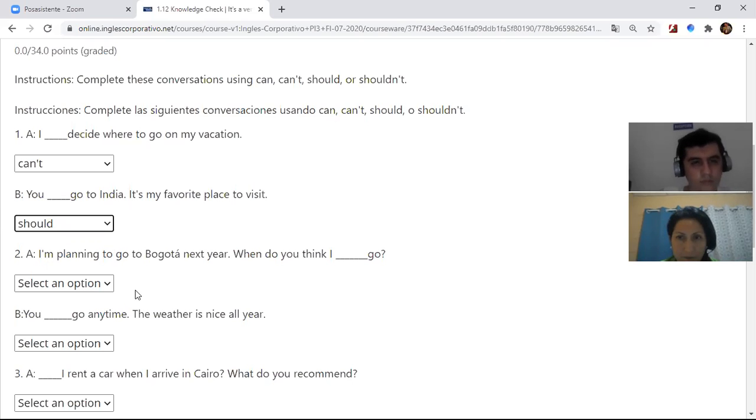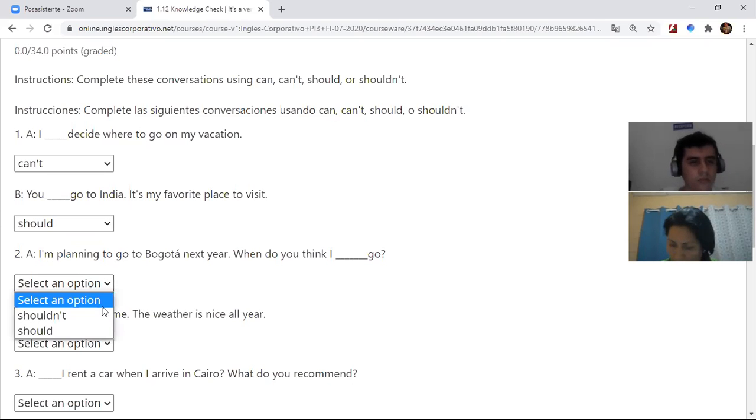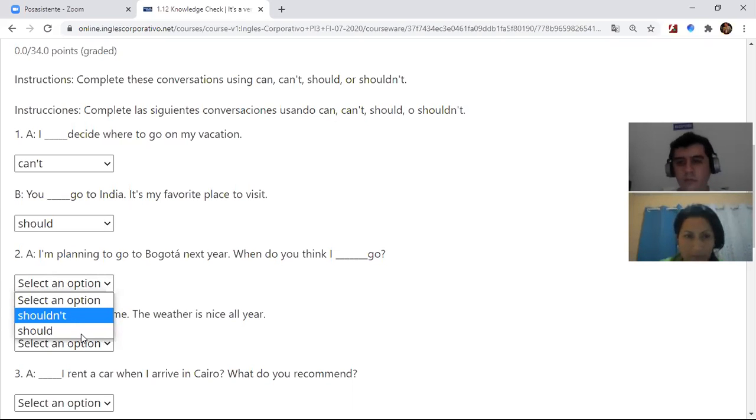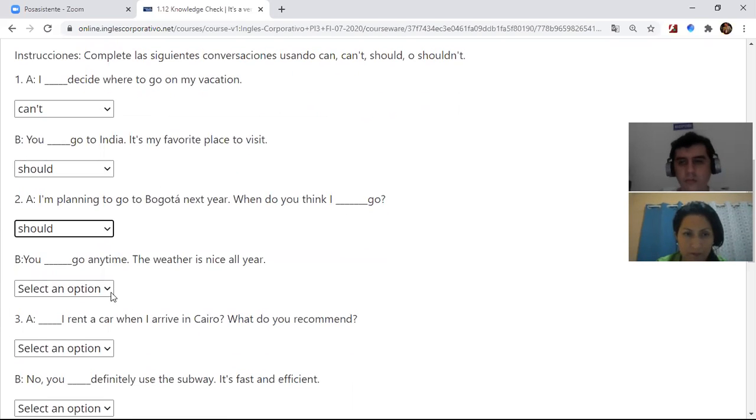Felipe, please. I'm planning to go to Bogota next year. When do you think I should or I shouldn't go? Should. Thank you, Felipe. Okay, the next option. You go anytime, it says. You shouldn't or you should? You should go anytime. The weather is nice all year.